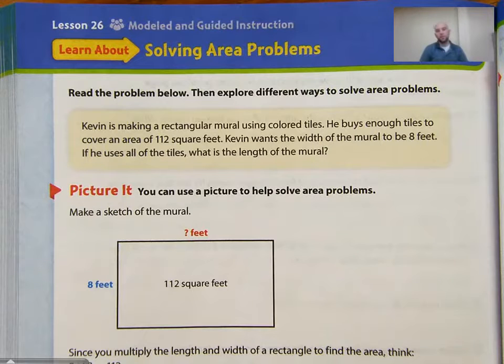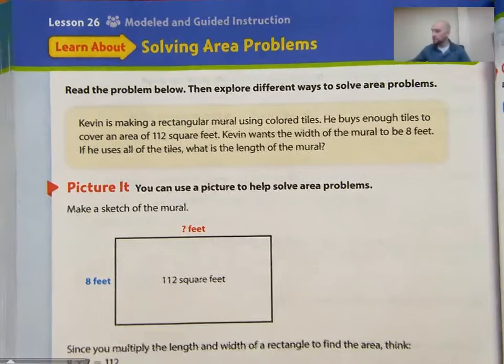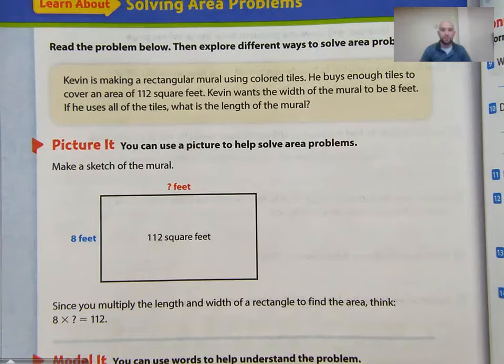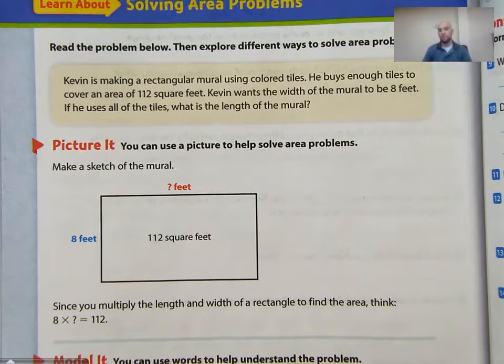So we've been working with perimeter, and now we are going to move on to doing some problems with area. It says Kevin is making a rectangular mural using colored tiles. He buys enough tiles to cover an area of 112 square feet. Kevin wants the width of the mural to be 8 feet. If he uses all the tiles, what is the length of the mural?